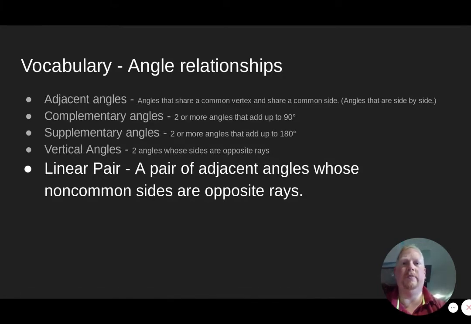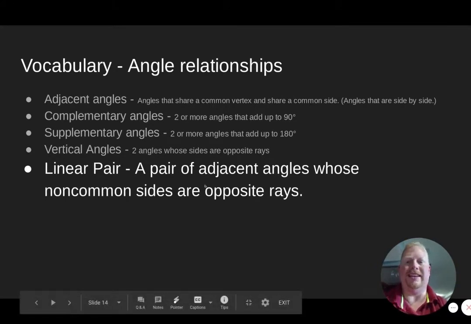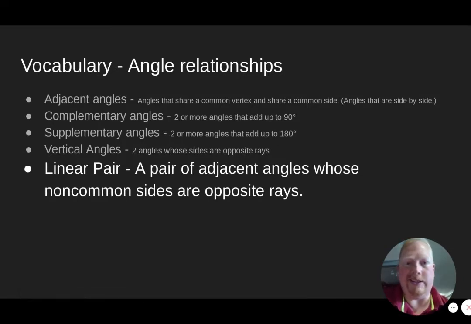Last vocabulary term, we mentioned this earlier, linear pair. The word linear describes a line, and pair is obviously two things. So a linear pair is quite literally a pair of angles that make a straight line. The technical definition is a pair of angles whose non-common sides are opposite rays. That's just a fancy way of saying that they make a straight line.